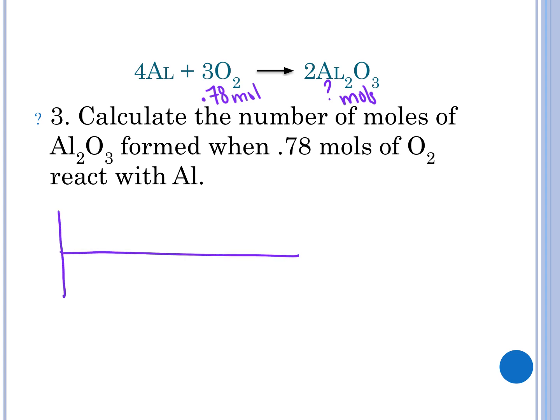Okay, you're going to start with what's given to you. So you're starting with the 0.78 moles of oxygen. And then we're going from oxygen to aluminum oxide. Everyone tell me, what do you have to use to go from oxygen to aluminum oxide? Okay, mole to mole ratio. If oxygen is up here, what has to go down here? Okay, and how many moles? 3. So there's 3 moles of oxygen. And how many moles of aluminum oxide?